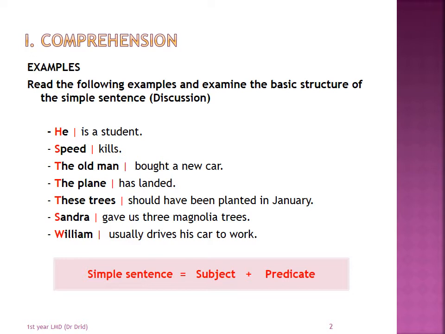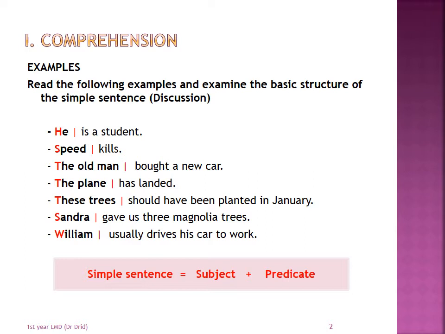We read them first. He is a student. Speed kills. The old man bought a new car. The plane has landed. These trees should have been planted in January. Sandra gave us 3 magnolia trees. William usually drives his car to work.